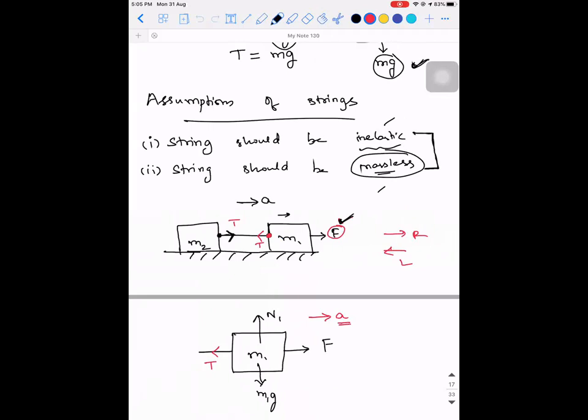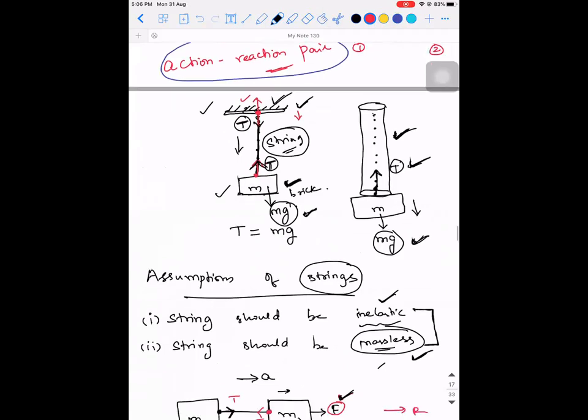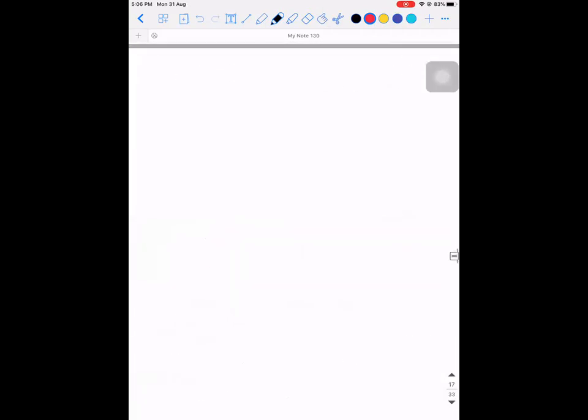So I told you what were the assumptions that are done in strings. One is the string should be inelastic and the string should be massless. When these two parameters are satisfied, then what will happen to the tension at both the ends of the string? If at one end the tension is in upward direction, at the other end it will be in the downward direction. So this we saw, right? Similarly, if it is a horizontal case, if it is to the right in one direction, in the other direction it will be to the left. Now, we did a problem which is based on it.